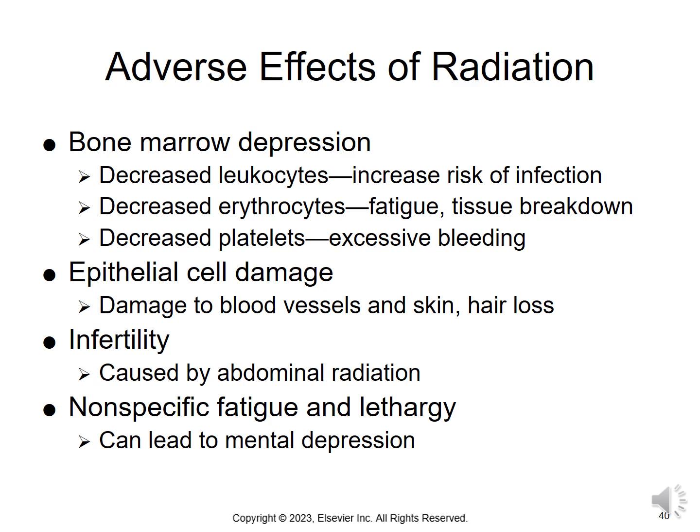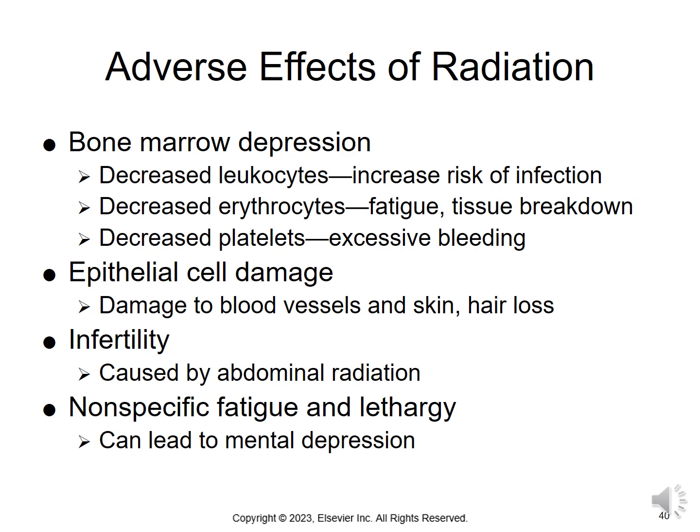Epithelial damage includes damage to the blood vessels, vasculitis, and skin. Skin becomes inflamed, as in a sunburn, and hair loss, called alopecia, starts to occur. The mucosa of the digestive tract is also damaged, resulting in nausea, vomiting, diarrhea, and the risk of malnutrition and dehydration. Inflammation and ulceration in the digestive tract may lead to bleeding, as indicated by melena or hematemesis. So that's blood in the stool or blood in the vomit.